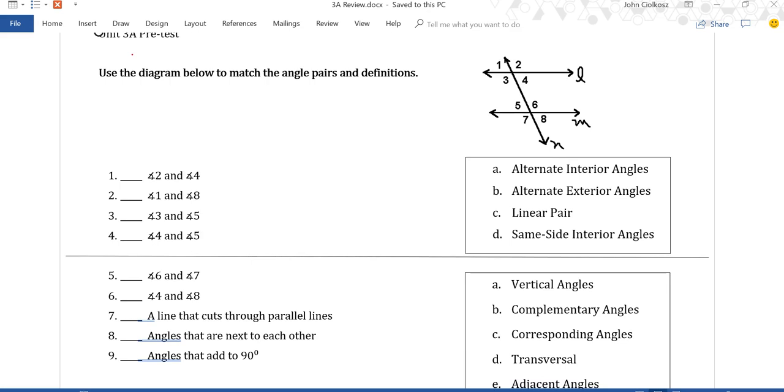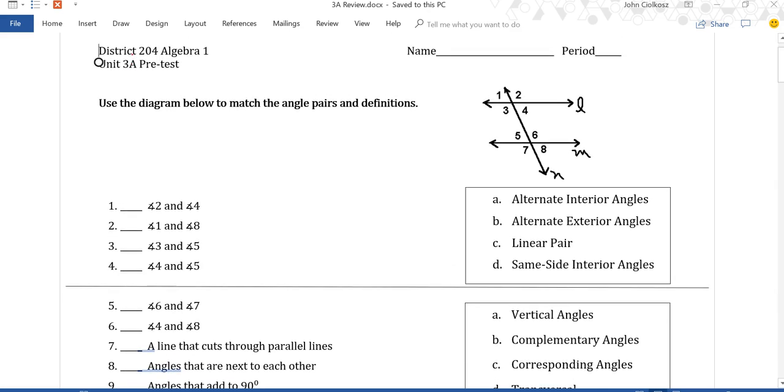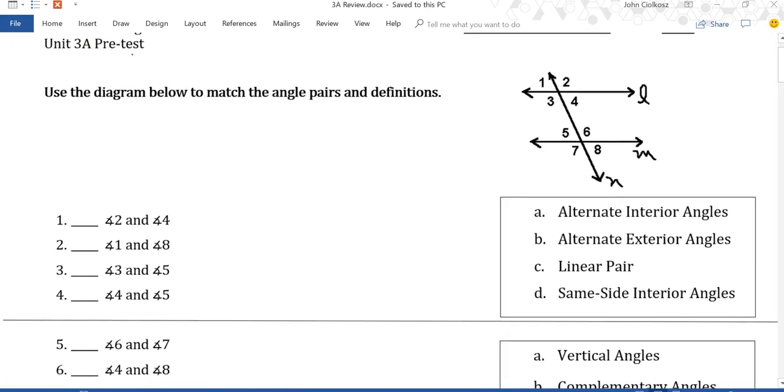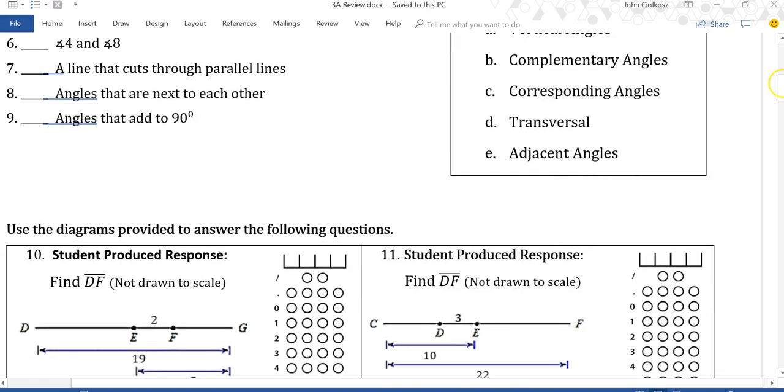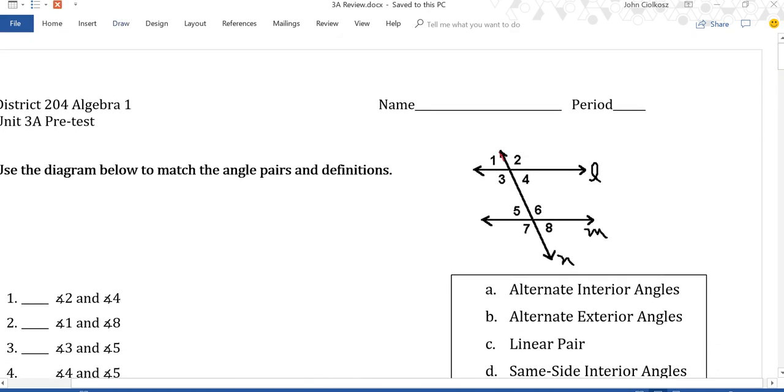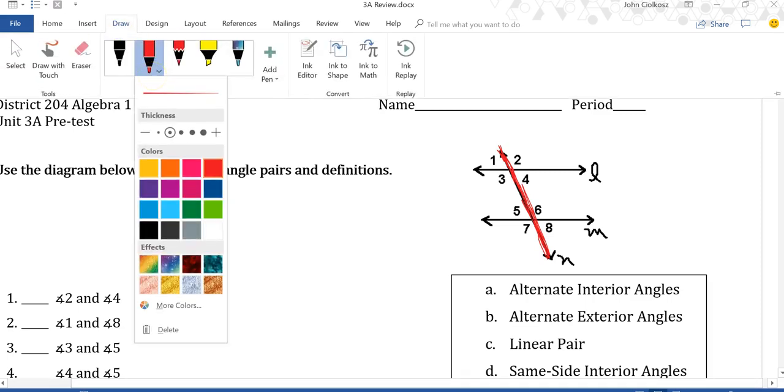Okay, so looking at angles 2 and 4, first thing I'm going to do, and suggest you guys do the same, is let's highlight the transversal here. So we can see that L and M are parallel lines, so that transversal is going to be right here. So I'm just going to mark that in red so you can see it. So we're going to use that as our reference point here.